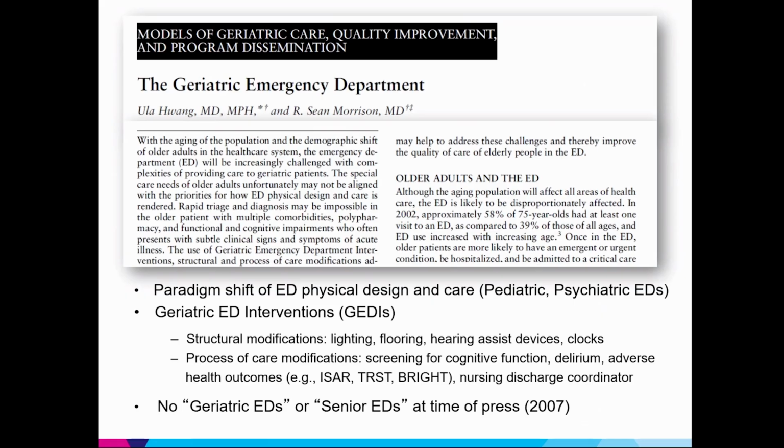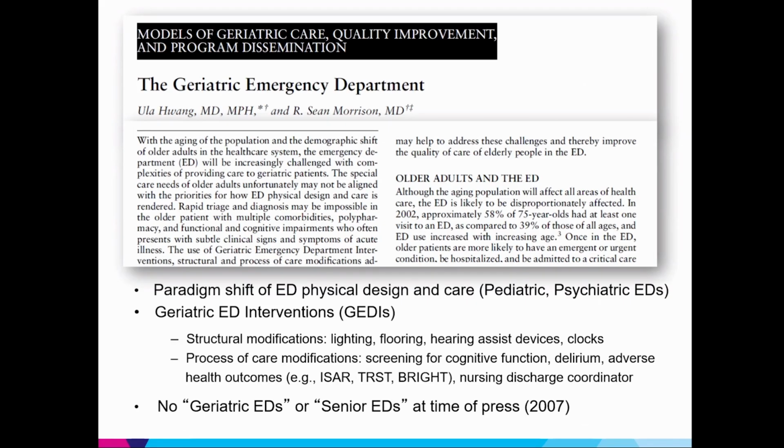Sean Morrison and I really proposed at the time that this should be a paradigm shift away from the usual approach that we have for emergency care with older adults and move towards design and, more importantly, care that addresses the special care needs of older adults. If we have pediatric EDs that exist for younger patients or psychiatric EDs for those that have mental health needs, what about our older and aging population?